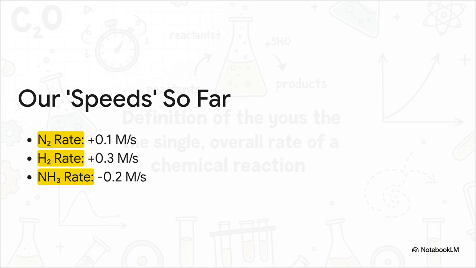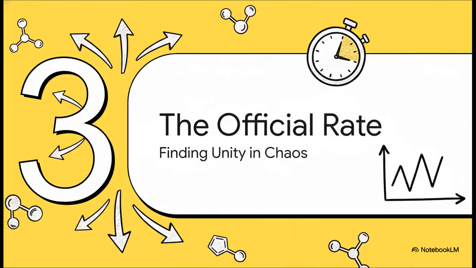We've got one reaction, but we're sitting here with 3 totally different numbers describing its speed. I mean, how can that be? Well, the short answer is, it can't. Chemists obviously needed a way to talk about the speed of a reaction with just one single, unambiguous number. And that's exactly where the concept of the official rate of reaction comes into play, to bring a little bit of unity to all this apparent chaos.